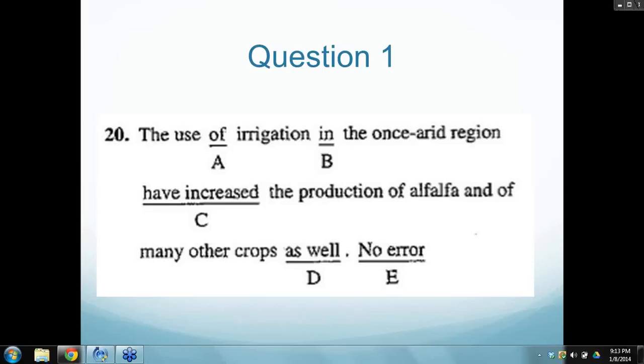So it's more a matter of being on the lookout for this rule, and knowing what to look for. And that's why practice for the SAT and ACT makes such a huge difference. So the use has increased. Okay, let's move on to another example.